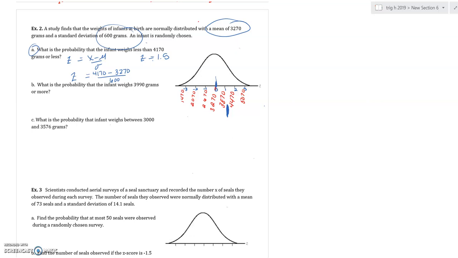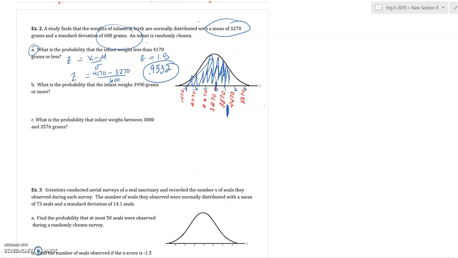So 4,170 grams. Notice your z-score is 1.5. If you take a look at your z-table, the number associated with a z-score of 1.5 on the table is 0.9332. So that means there's a 93.32% probability that a randomly chosen infant would weigh 4,170 grams or less.